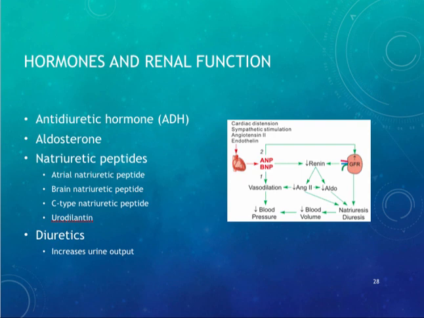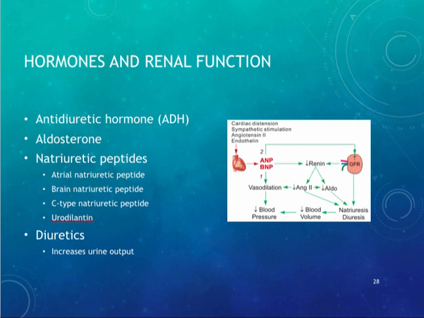C-type peptides are secreted from the vascular endothelium and increase vasodilatation in the nephron. Urodilatin is secreted by the renal tubules, the distal tubules, and causes vasodilatation and a diuretic effect. When you get into pharmacology, you'll talk about different diuretics, and a lot of them work in different areas of the nephron, and a lot of it is regulating sodium and water retention or excretion.